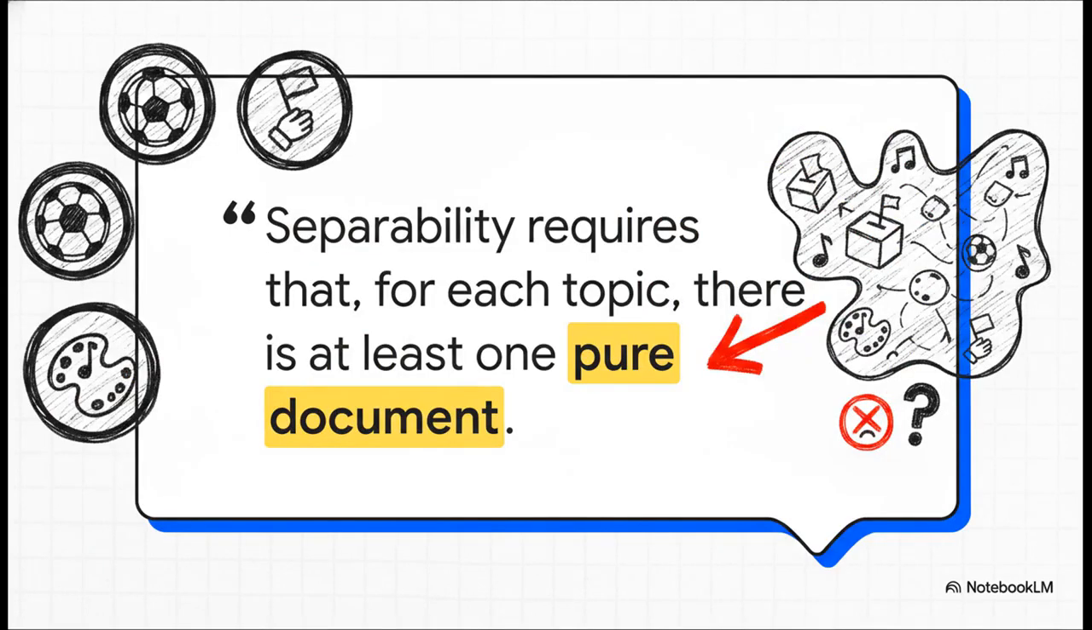But wait, there is a catch here too. The separability requires that for each topic there has to be at least one completely pure document discussing only that topic. So, if we apply this to document classification, it requires completely pure data points for every single topic. It assumes there's a document out there discussing solely sports and absolutely nothing else, or only politics and nothing else. Let's be real, in our messy reality, that is exceedingly rare. Real articles mix topics all the time.